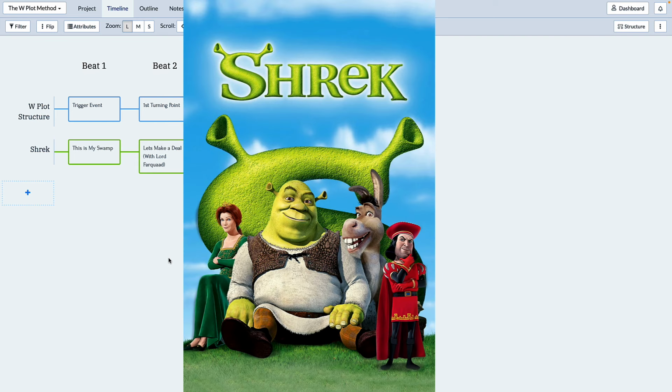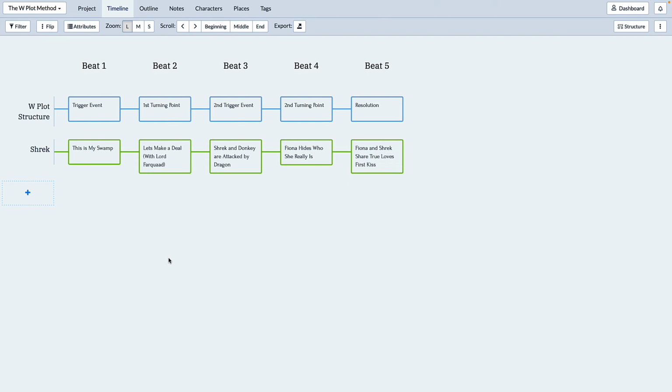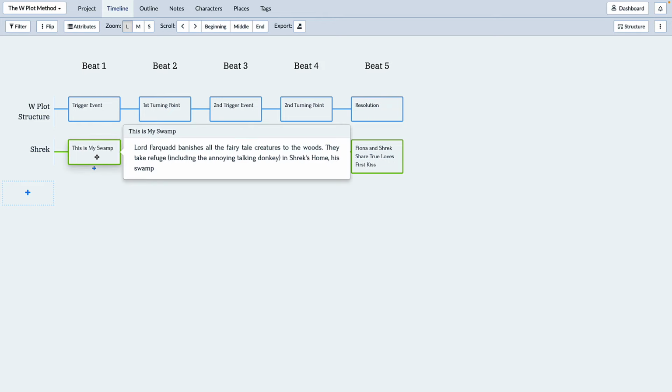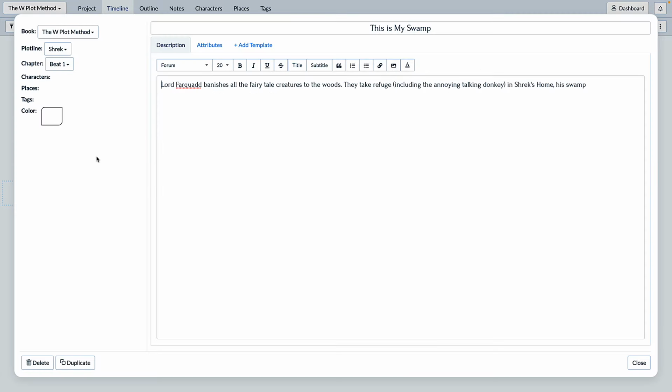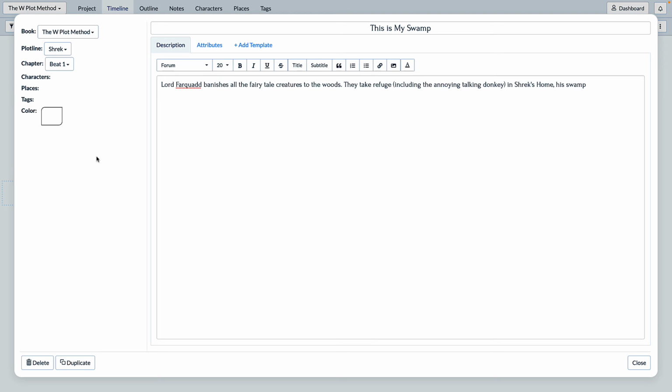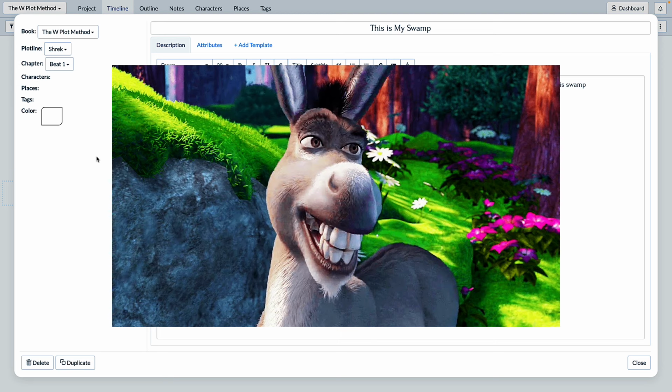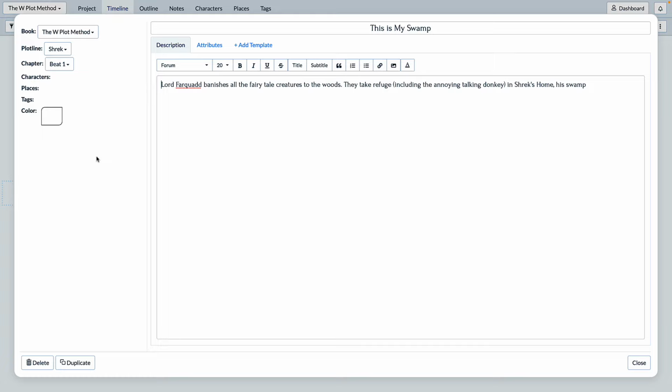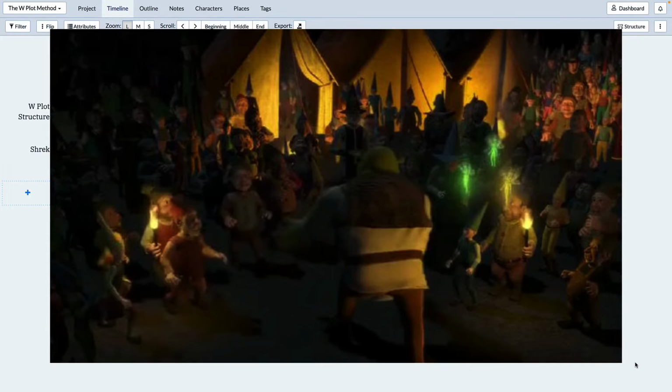Now, in the movie Shrek, when we look at Shrek's ordinary world, we see that he lives in a swamp with a quite lovely boulder that he's very happy with. So everything starts out just fine. But Lord Farquaad, the evil ruler, banishes all the fairy tale creatures to the woods, including an annoying talking donkey, and they take refuge in Shrek's home, his swamp. So his ordinary world is disrupted, and the trigger event is that these fairy tale creatures basically invade his swamp.